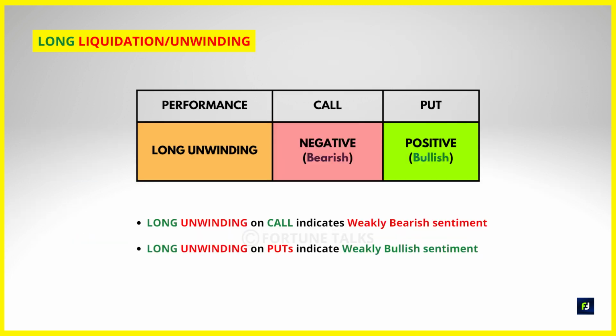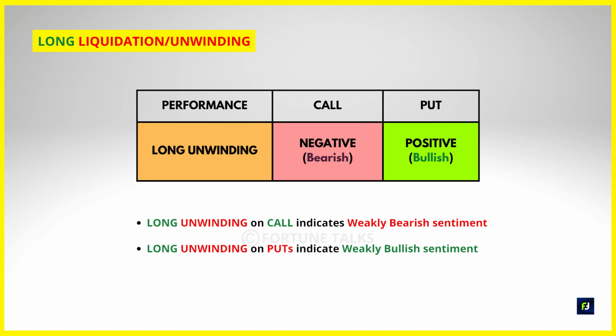Now the long liquidation or unwinding on call options depicts that the market participants are losing hope in the bullish action of an index or instrument, and this may signify a start of a bearish trend, whereas a long unwinding on the put side depicts that the market participants who were bearish on the instrument or index are now witnessing a loss of steam on the bear side, and this may be considered as an inception of a new bullish trend. So for the call side, long unwinding is viewed as a negative event, while for the put side it is a positive event.